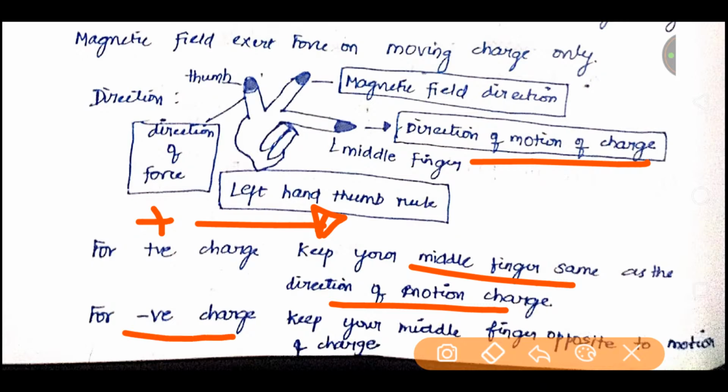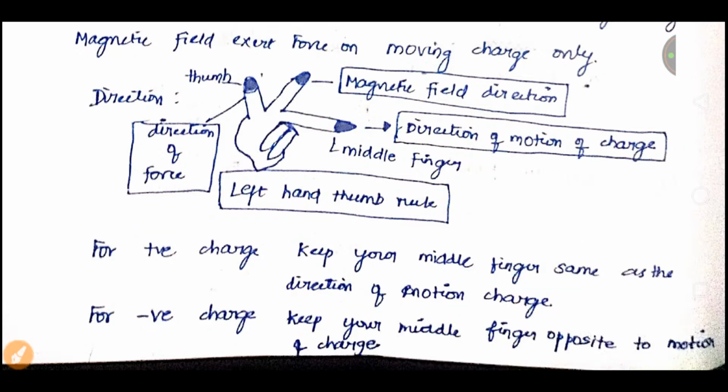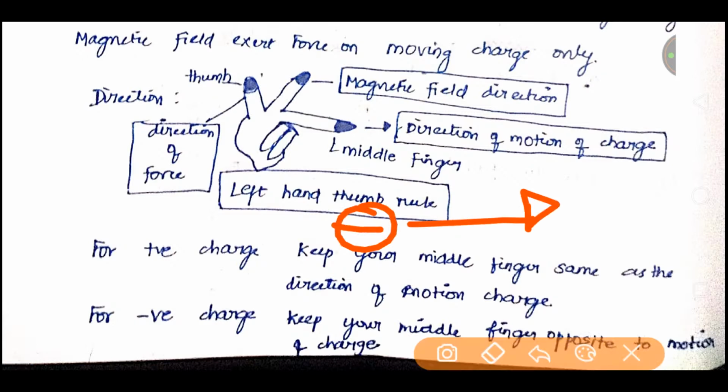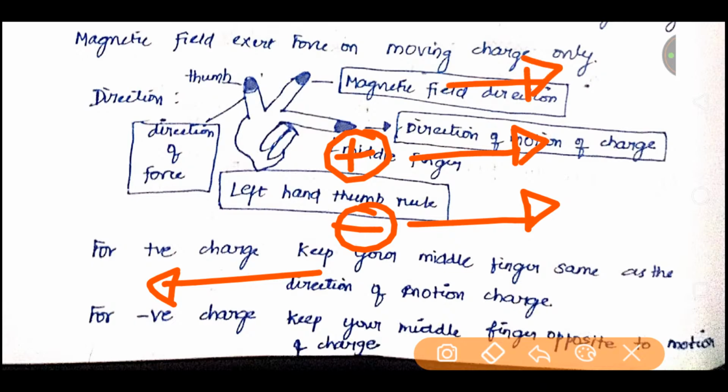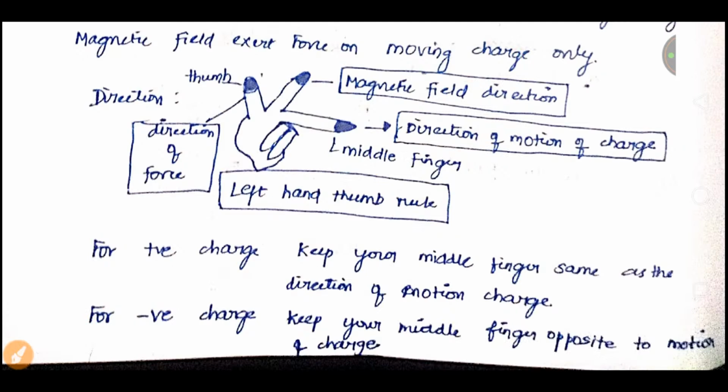But for a negative charge, if it is moving like this, you have to keep your middle finger opposite to the motion of the charge. For a positive charge, the same direction; for a negative charge, the opposite direction. If a negative charge is moving like this, keep your finger this way. Then only you will get the correct answer. Right, next.